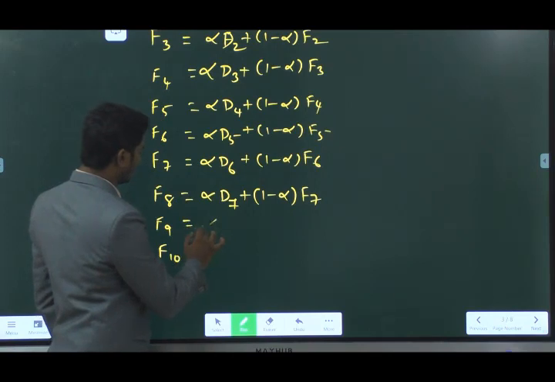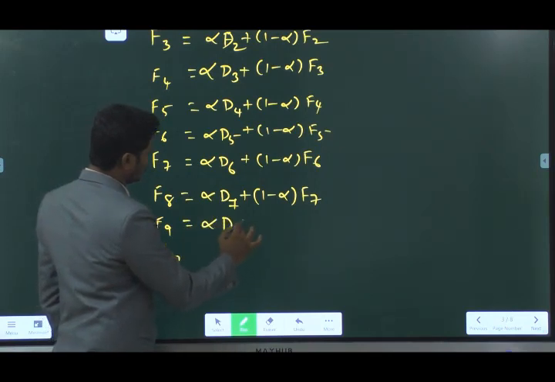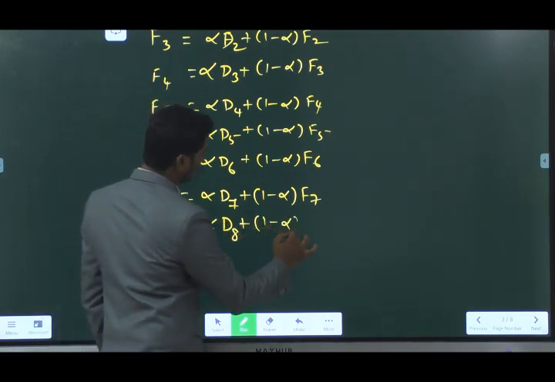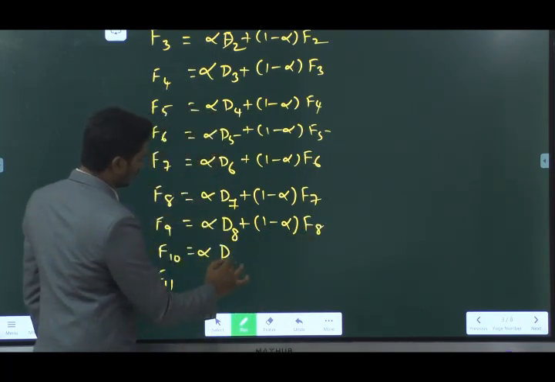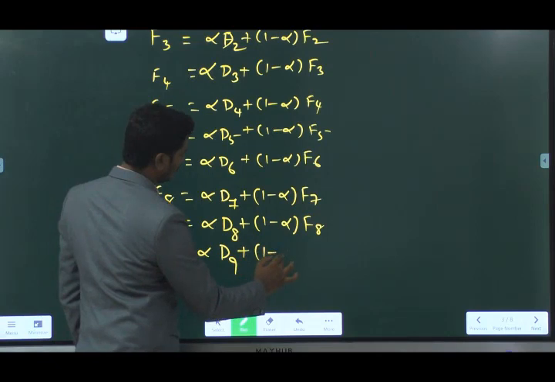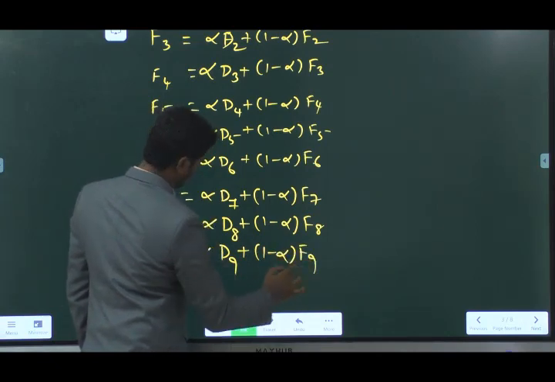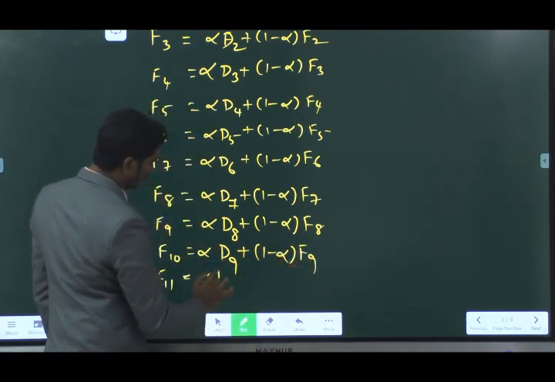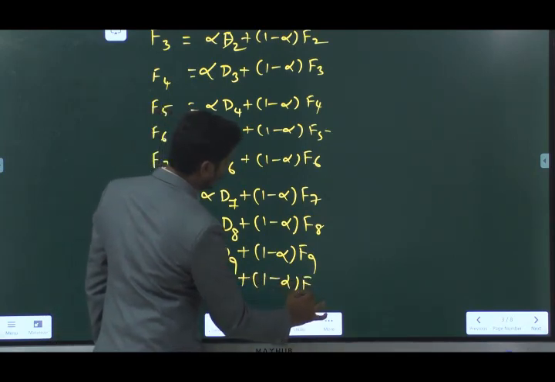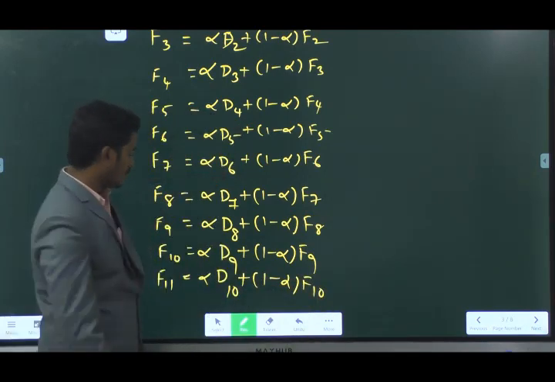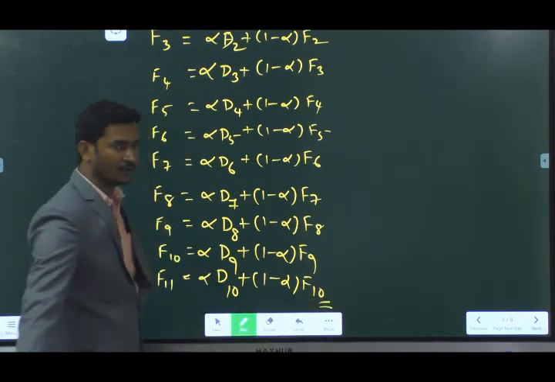Similarly, F9 is alpha into D8 plus (1 minus alpha) into F8. Next, alpha D9 plus (1 minus alpha) F9, and alpha D10 plus (1 minus alpha) F10. We have to calculate these values, and here we get the 11th month forecast.